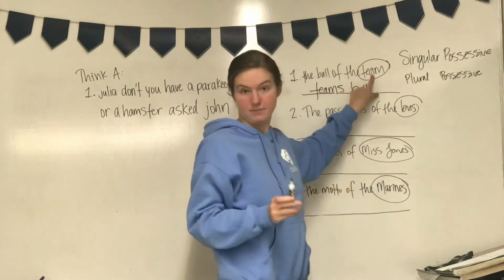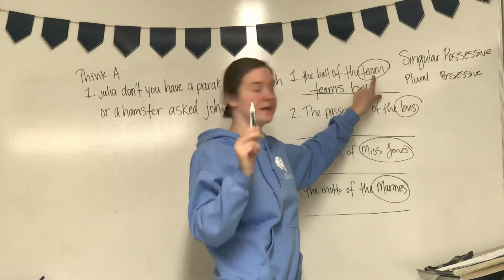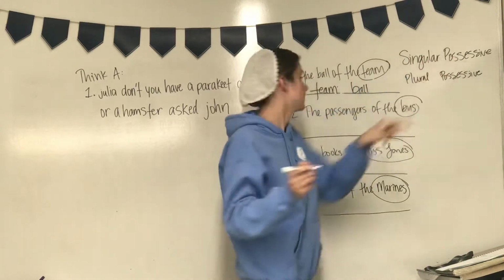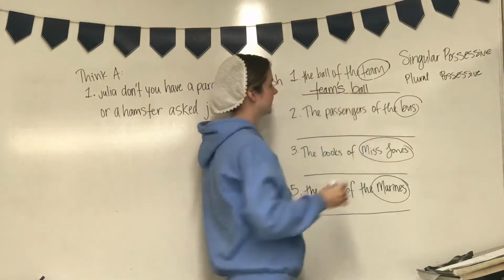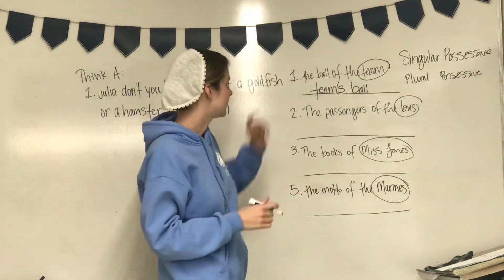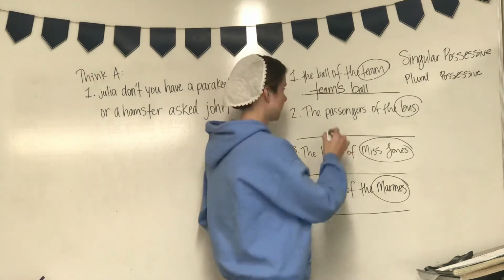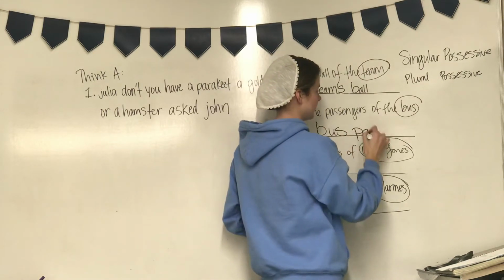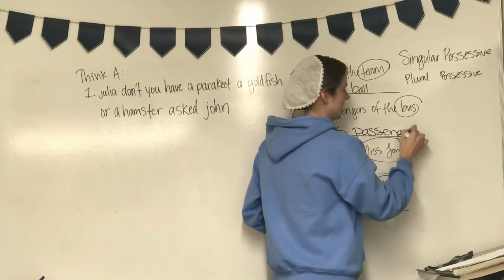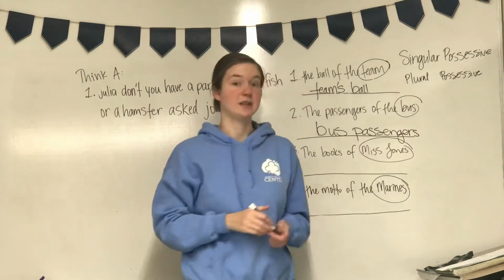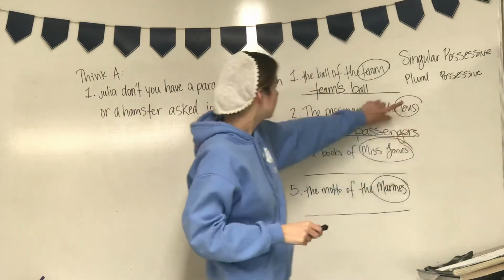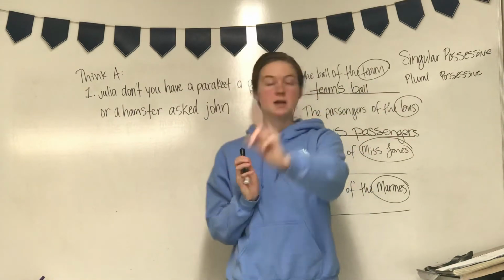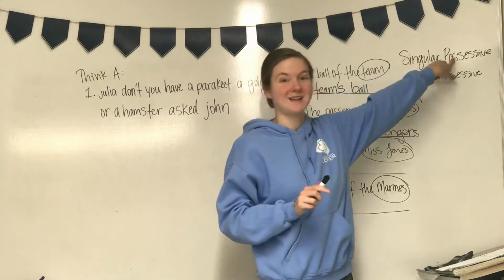Look at team. How many teams is there? It's 1. I need to take out the S. It's 1 team. So to make it singular possessive, we're going to add apostrophe S. Team's ball. Number 2, the passengers of the bus. So we're going to take the last word and we're going to make buses passengers. Now, is bus singular possessive or plural possessive? Don't go off passengers, go off the last word. Bus. It's 1 bus. So we need to make it singular possessive.